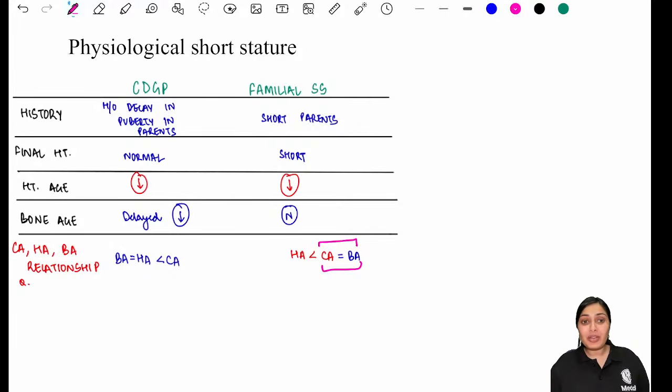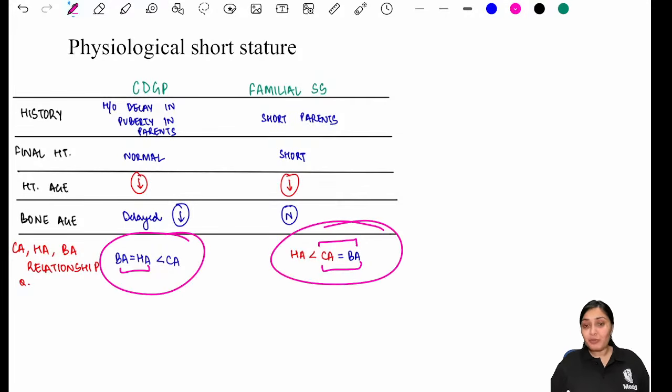What is happening over here? There will be history of delay in puberty in parents. The final height here is normal. Height age at present will be less. Bone age here is delayed. If you look at the relationship, then the bone age is equivalent to the height age, and overall this height age will be less than chronological age, right? So to remember this relationship is the problem for the students.